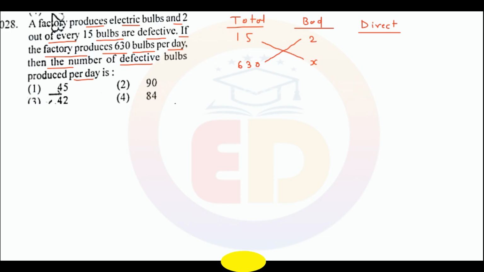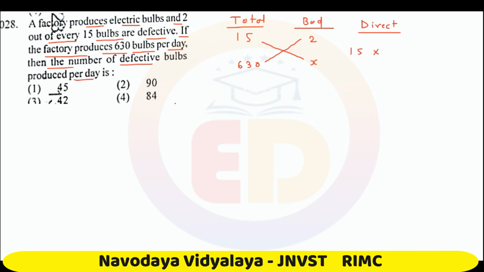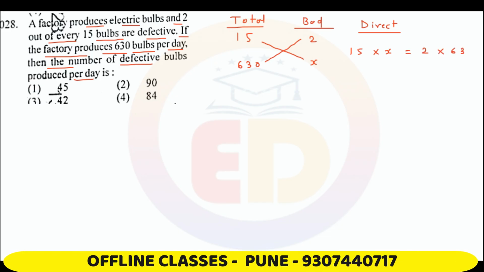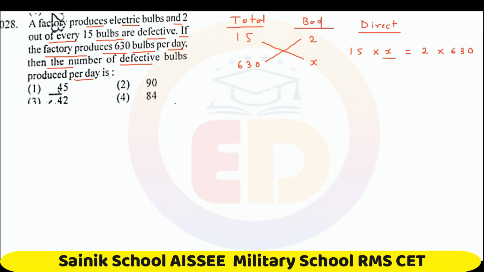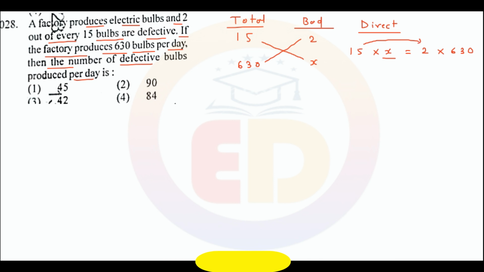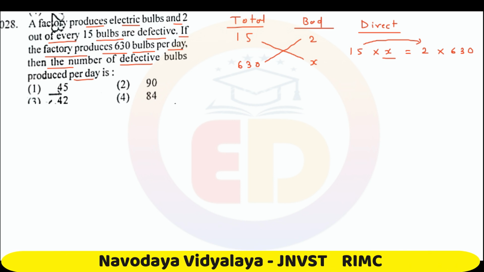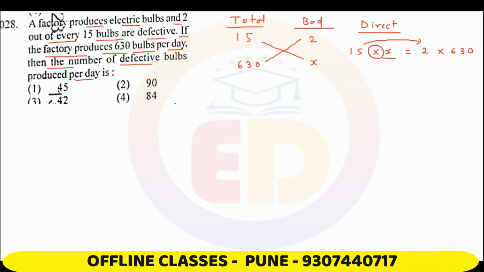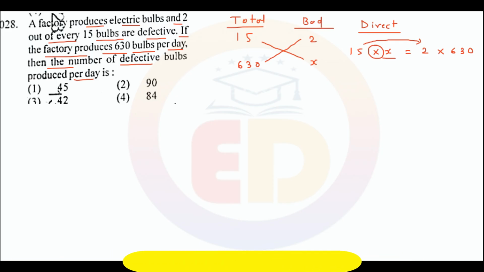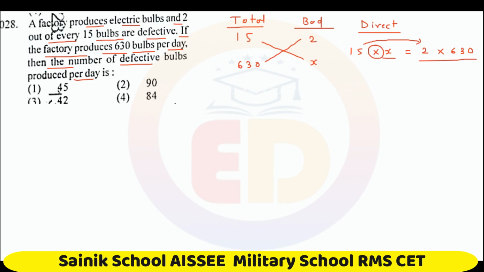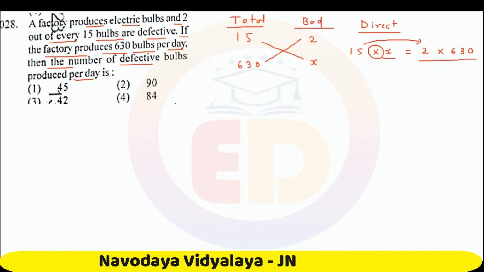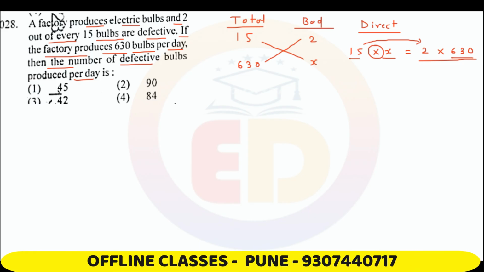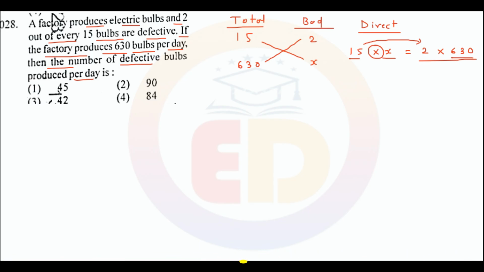When we cross multiply, we multiply 15 with X equals, we multiply 2 and 630. Now to find out the value of X, I have to take 15 from left hand to right hand side. Since the operation on the left hand side is multiplication, it will go to the denominator. No need of taking it to the denominator. You straight away cancel 15 with any of these values. And remember, the values on the left hand side will directly divide the values on the right hand side.